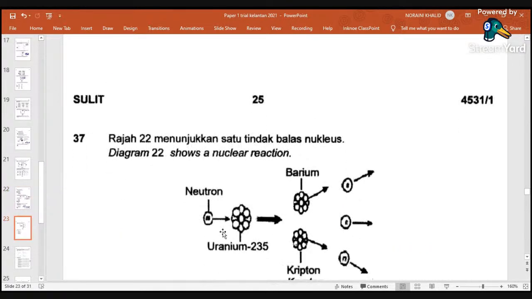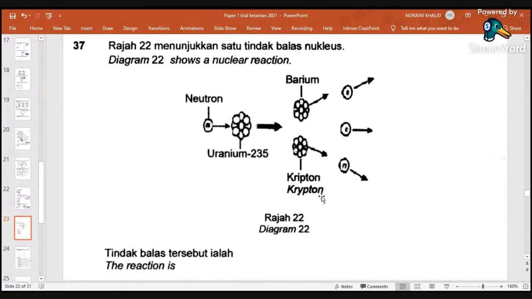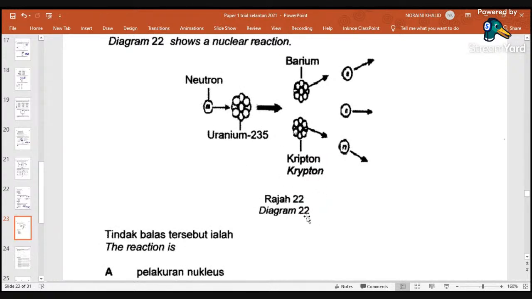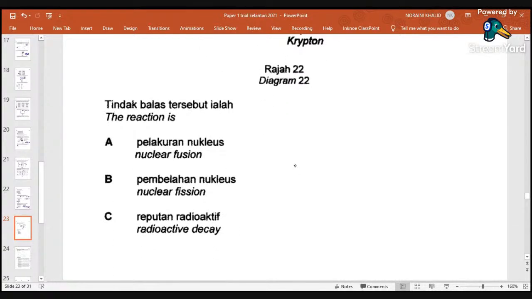Number 37, a nuclear reaction. So we have uranium bombarded by one neutron, splitting into two, barium and krypton. The splitting of one larger nucleus to produce two smaller nuclei, we call it fission. Nuclear fission.